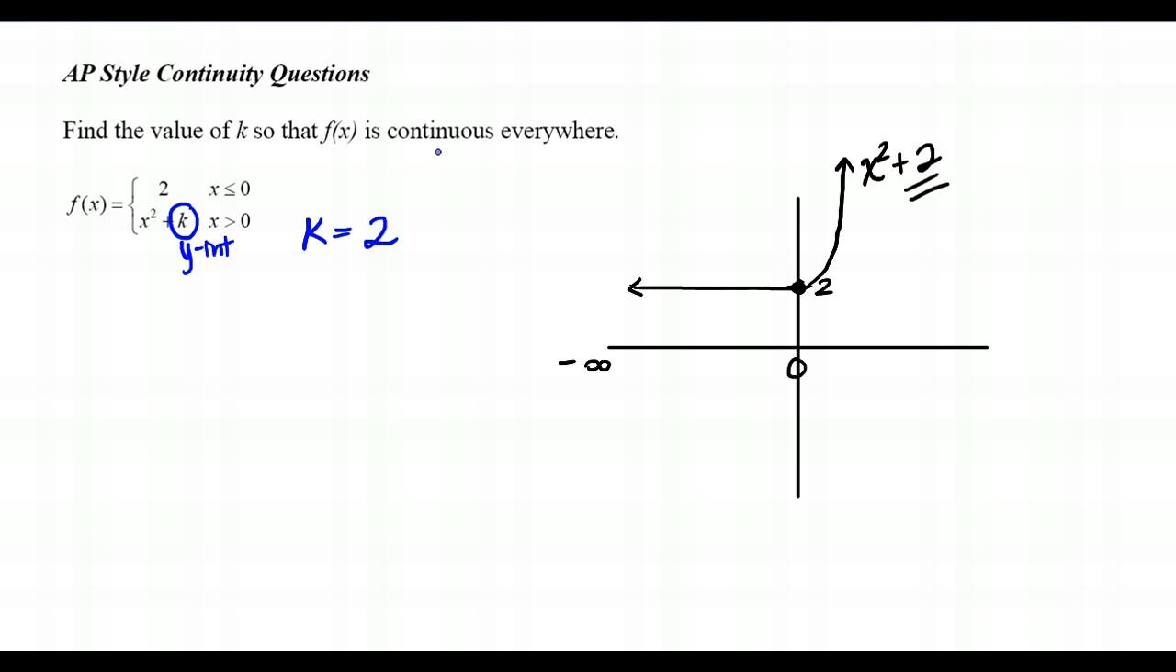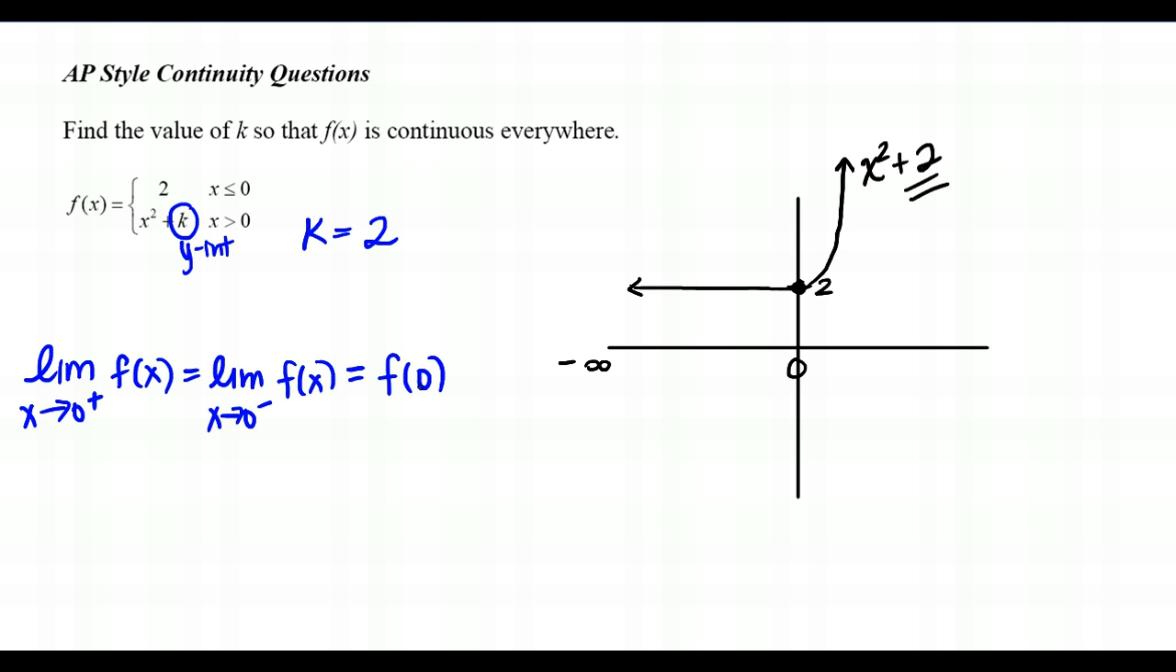So if we want continuity everywhere, we need the limit from the left to equal the limit from the right. And the one place that we're concerned with is 0 at this point. So we want to make sure that the limit as x approaches 0 from the right of f of x equals the limit as x approaches 0 from the left of f of x. And if these two limits are equal, and if they both equal f of 0, well then we know we have continuity. So we're going to force this to happen so that we can find k.